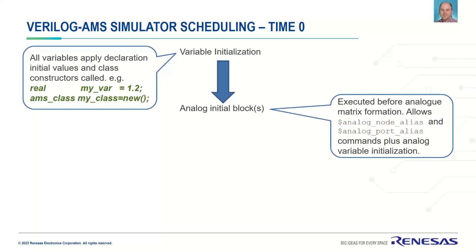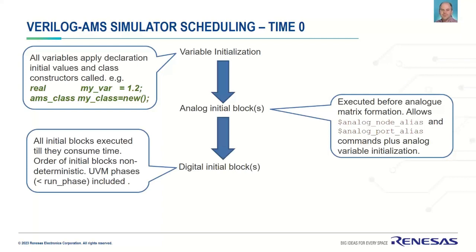This allows you to do some neat tricks. There's analog node alias, analog port alias that basically allow you to connect things further down the hierarchy to another net. There's a few other things you can do in there, but keep it simple. You'll break tools.